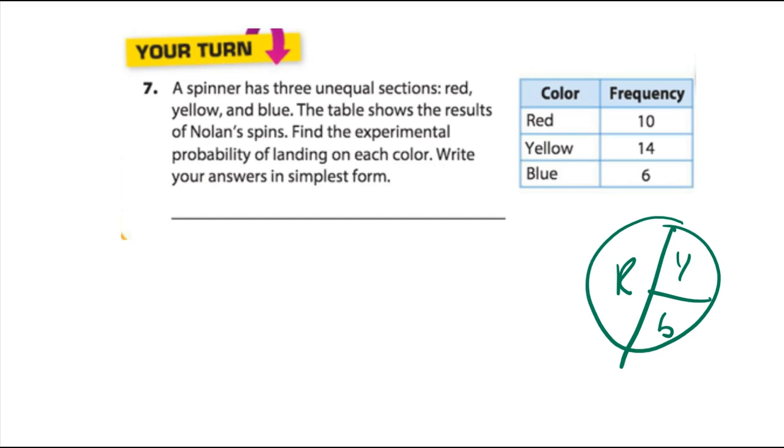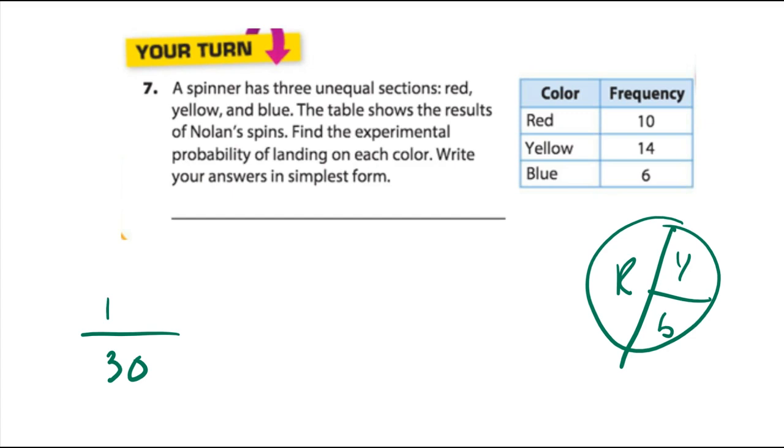The table shows the results of Nolan's spins. Find the experimental probability of landing on each color and write your answer in simplest form. So first we need our total number of trials. Well, we have 10 red, 14 yellow, and 6 blue. We add those 3 numbers together and you get 30 trials.